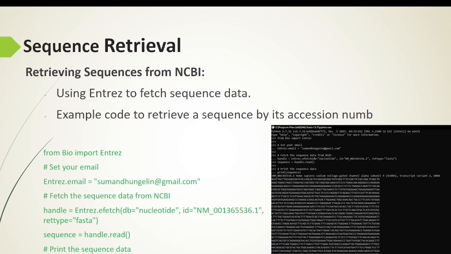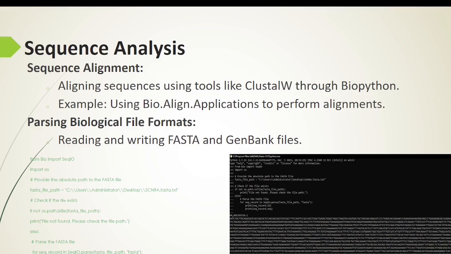I will also visualize other tools as well. In case of sequence analysis, or for sequence alignment, we use ClustalW along with Python, and we can also perform multiple sequence alignment there. For reading and writing FASTA and GenBank files, we use SeqIO. It is another module that comes with Python. SeqIO simply stands for sequence input and output: I for input and O for output.